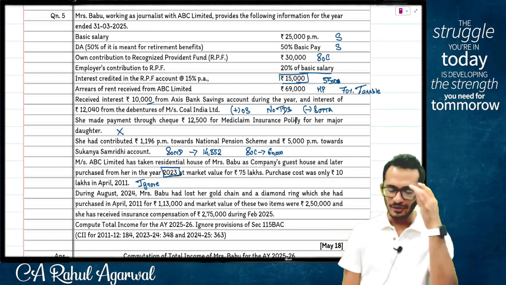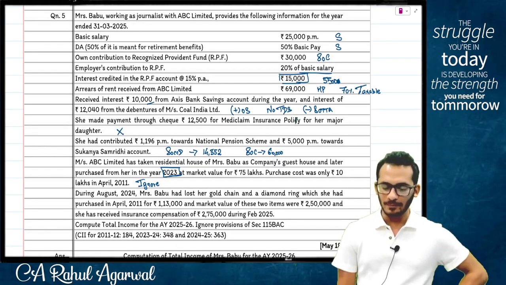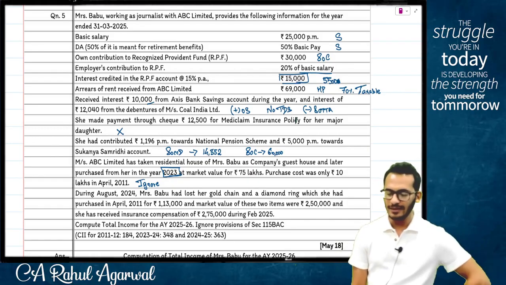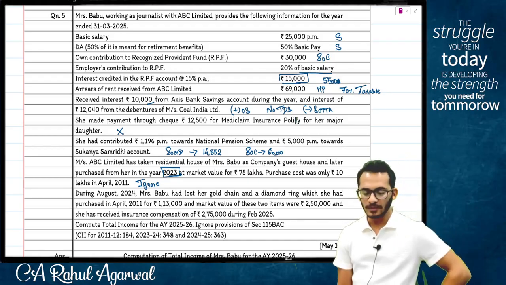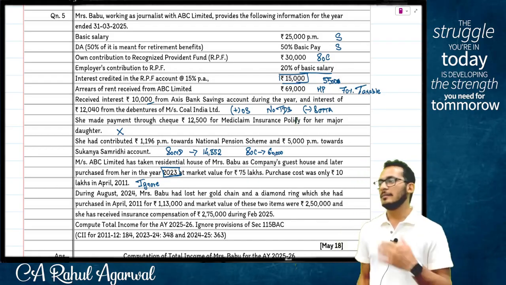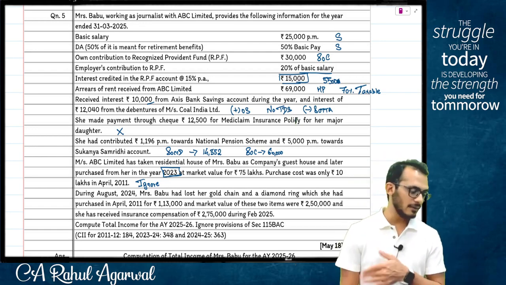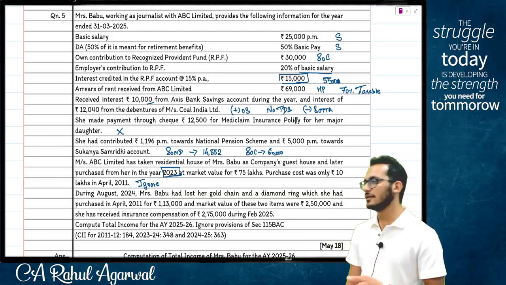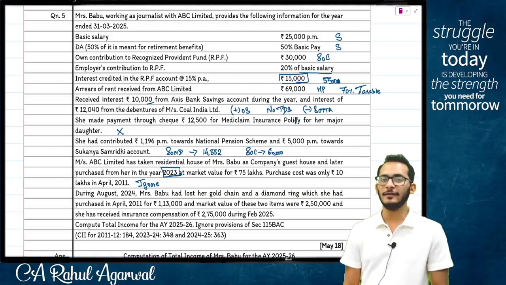During August 2024, Mrs. Babu lost her gold chain and a diamond ring, which she had purchased in 2011 for 1,13,000, and the market value of these two items is 2,50,000. She received a compensation of 2,75,000 during Feb 2025. I had a gold chain and a diamond item which I bought for 1,13,000. That was lost in a fire and therefore I paid a claim. At the time of putting in my claim it was 2,50,000, but I got 2,75,000. What should I take as my consideration?